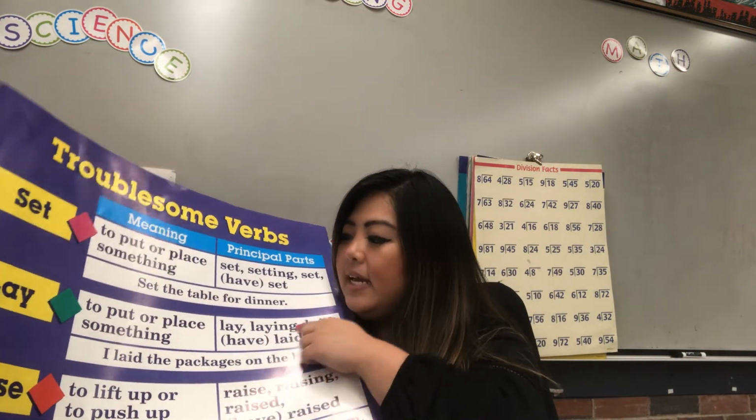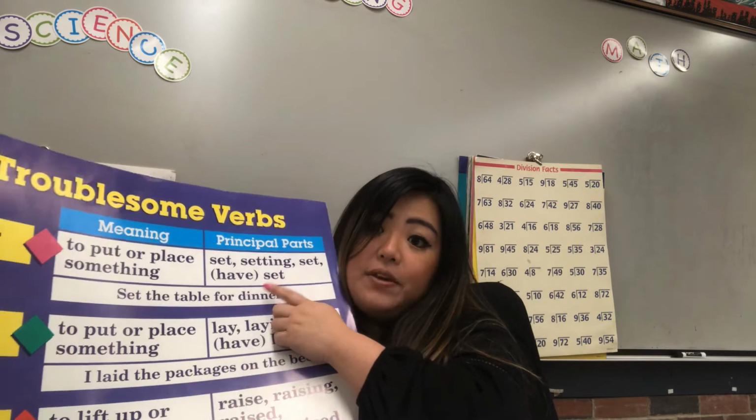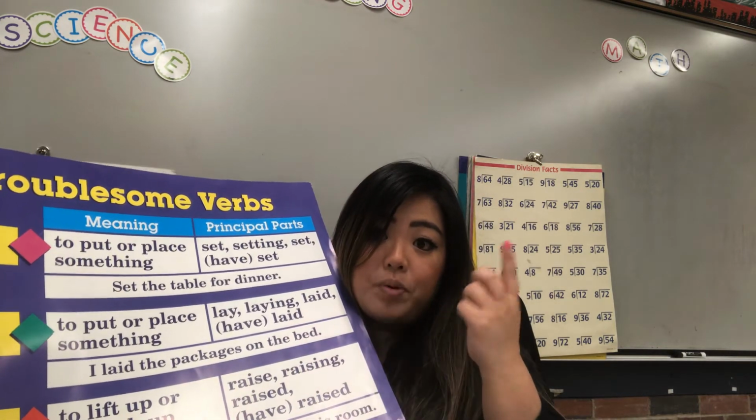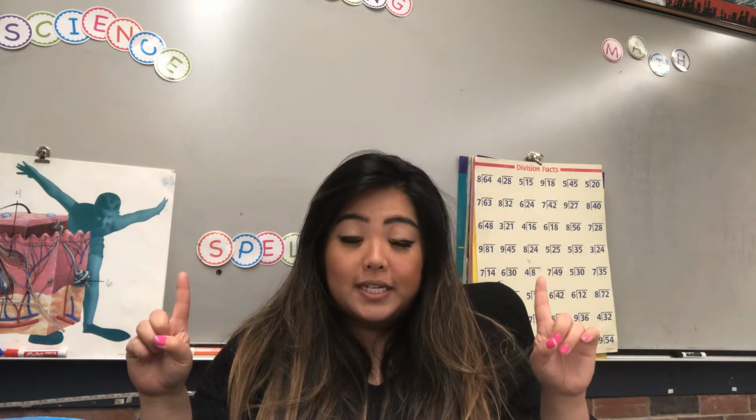Laying, laid, have laid. Just like we did with set, if you substitute the word lay, laying, laid, have laid for put, and it doesn't make sense, then it's probably the wrong use. Okay, so which one, lie or lay, has to have an object? It is lay.